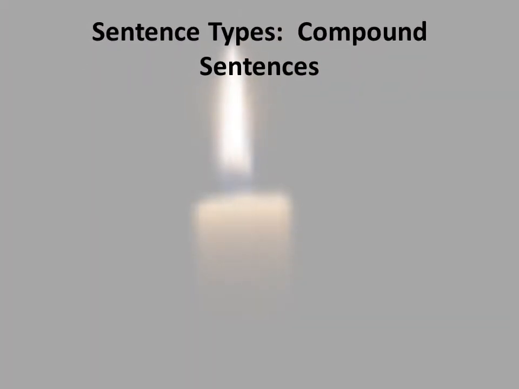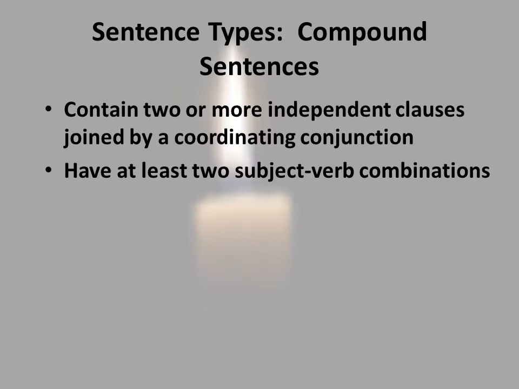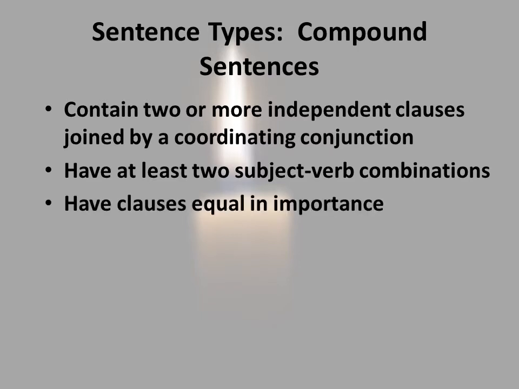Another kind of sentence type is a compound sentence. Compound sentences contain two or more independent clauses joined by a coordinating conjunction. And again, an independent clause is really just a simple sentence. So it's two simple sentences or two independent clauses joined by a coordinating conjunction, such as for, and, nor, but, or, yet, or so. Compound sentences have at least two subject-verb combinations. And both of the clauses are equal in importance.